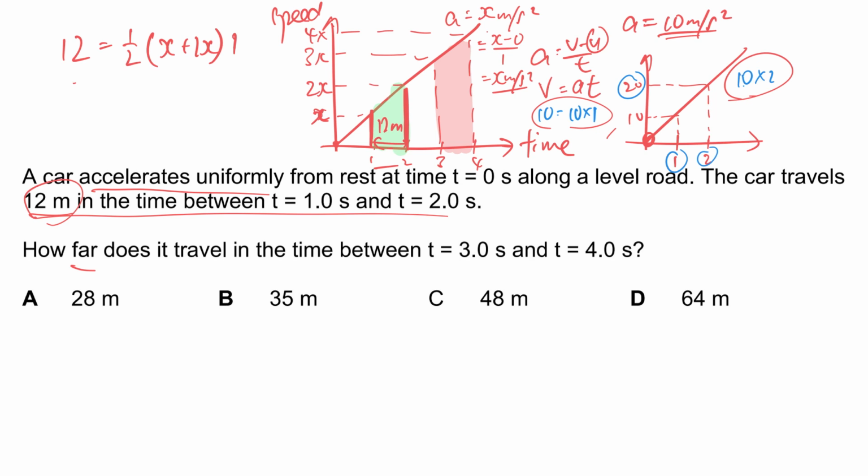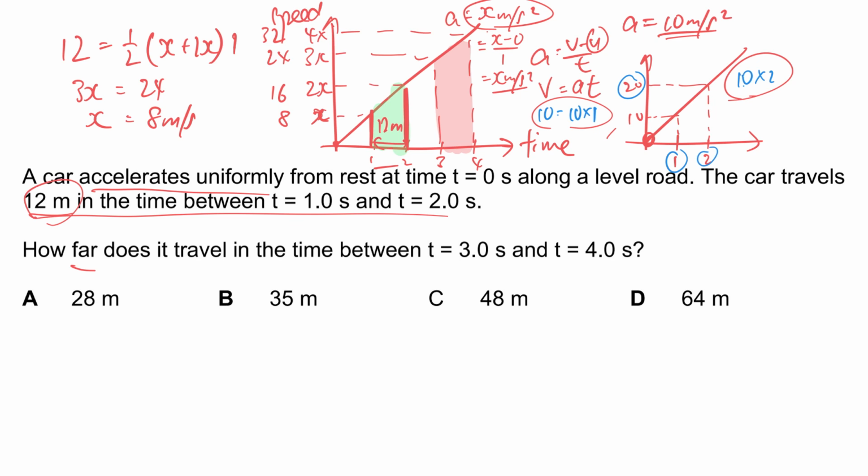If you solve it, 3x will be 24, so x will be 8 meters per second. So this will be 8 meters per second, the speed. This will be 16, this will be 24, and this will be 32. And of course, like I mentioned here, the acceleration will be 8 meters per second squared.